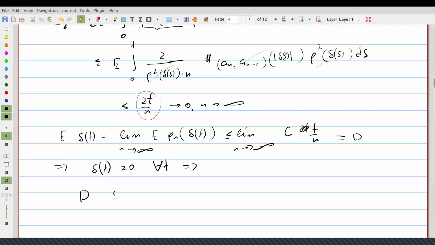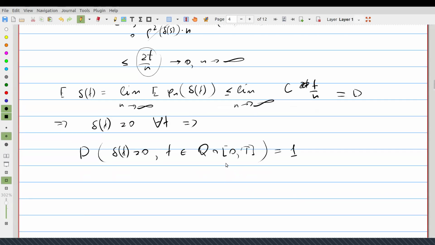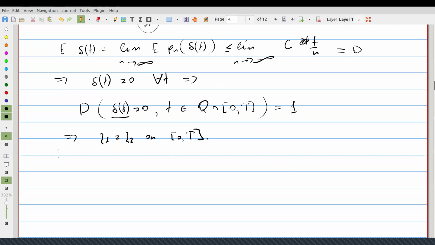Which means the probability that delta t equals 0 holds for all rational points on our interval, where our solution is defined, is again 1, because this is an intersection of events of probability 1 over a set of indexes that is countable. But this is a continuous function. It's a difference of continuous functions. So psi1 just equals psi2 on 0 to t. Now, that's effectively the proof.